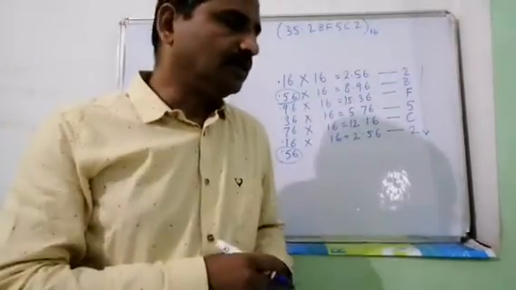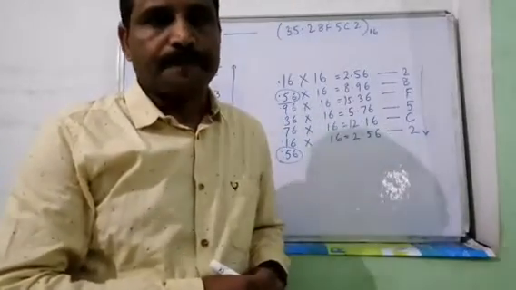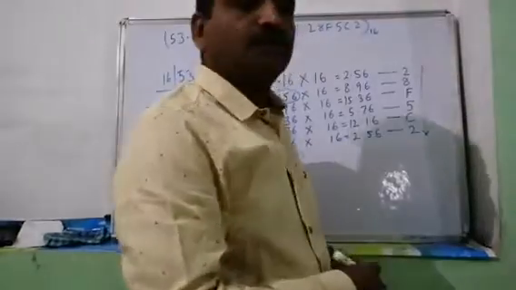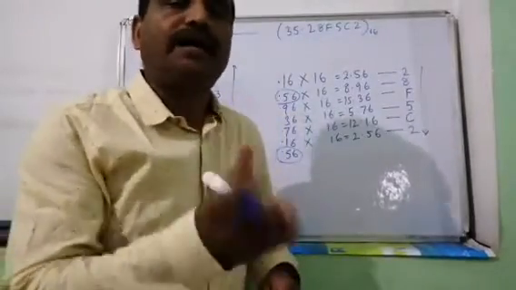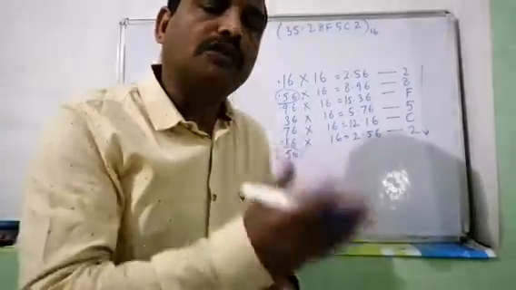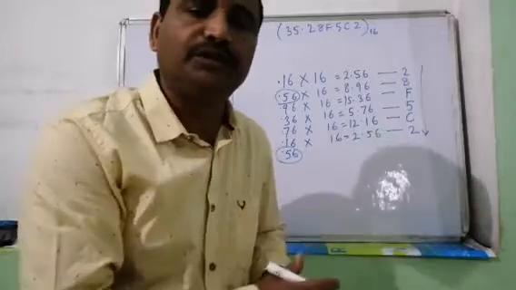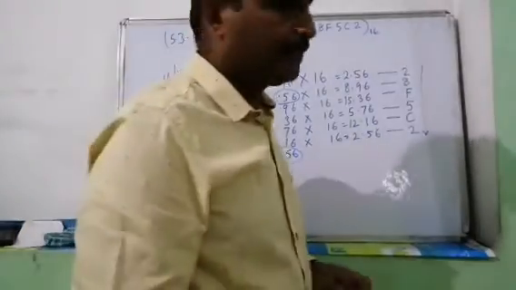Now we will convert hexadecimal number system to a decimal number system. So the process is same, whatever process we have used to convert binary to decimal and octal to decimal, the same process we will use to convert hexadecimal to a decimal number system. So let us see.